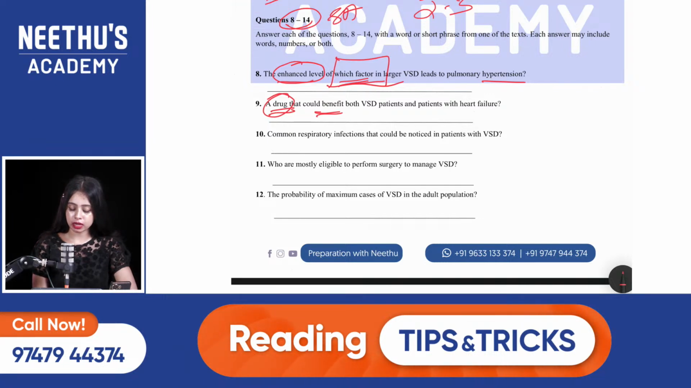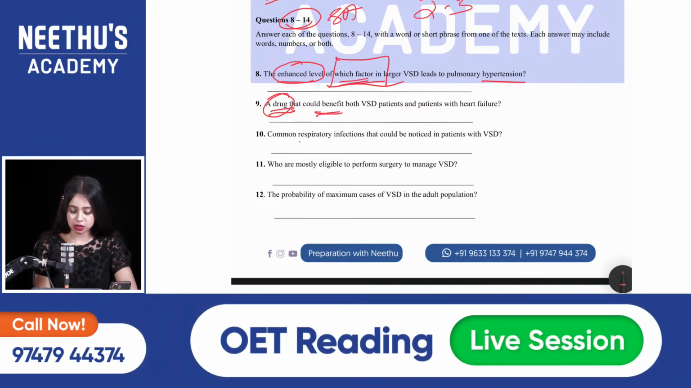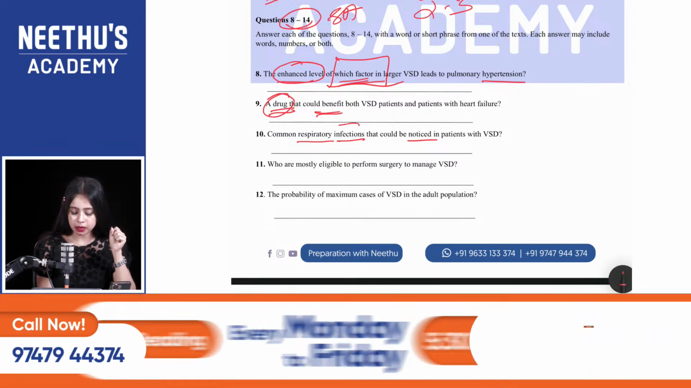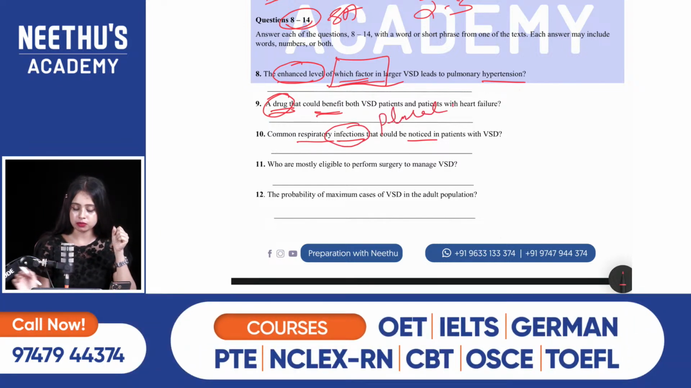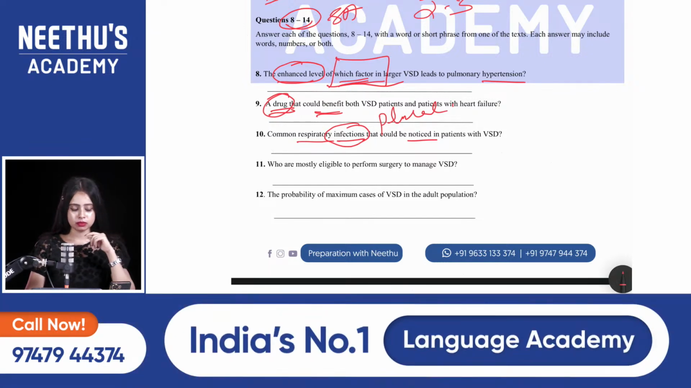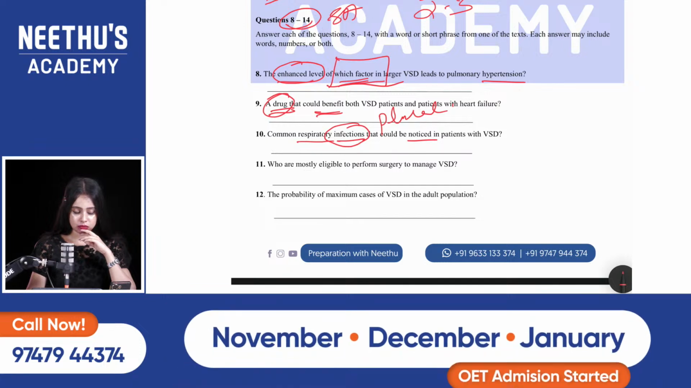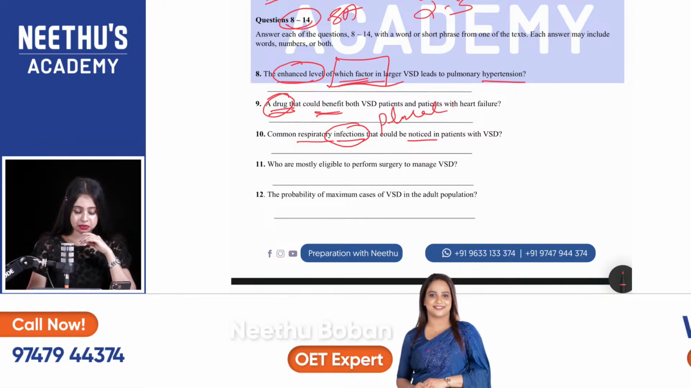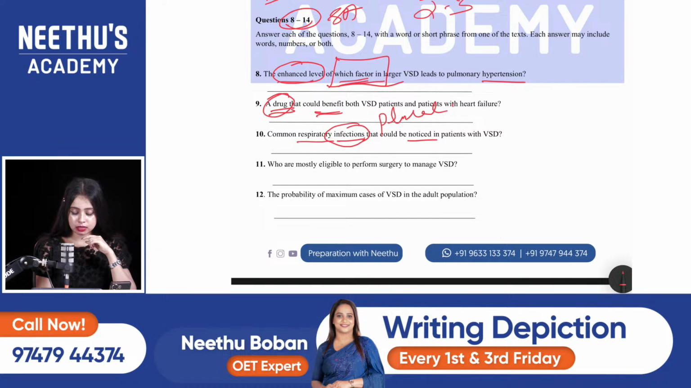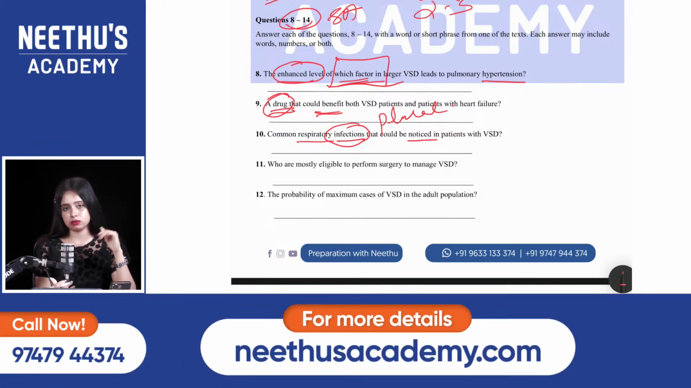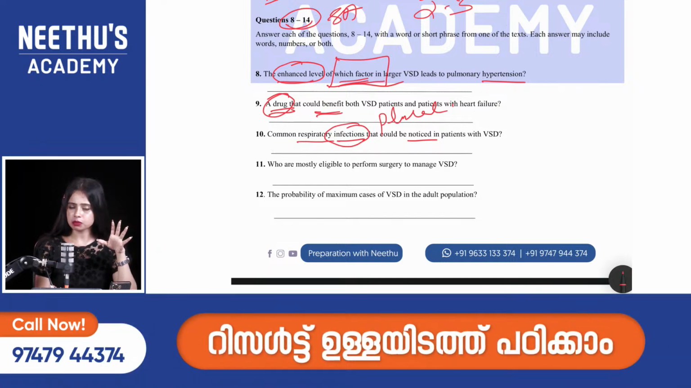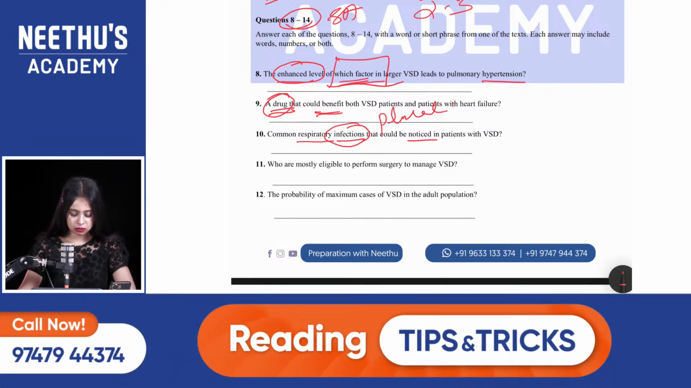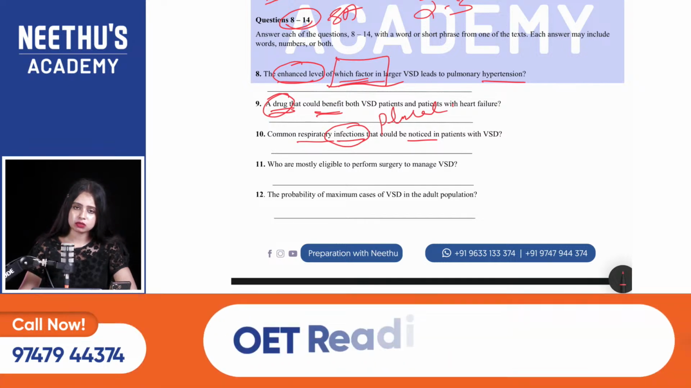The 10th one: common respiratory infections that could be noticed in patients with VSD. Respiratory infections noticed. I said infections, plural, so we need more than one, not just one. Yes, Vipina, Aimy, Anu, Nimmi, Alina. Okay, Alina, bronchitis. I said infections, plural, so more than one. Only bronchitis? Will it be only that? Anything else? Any other infection mentioned there?